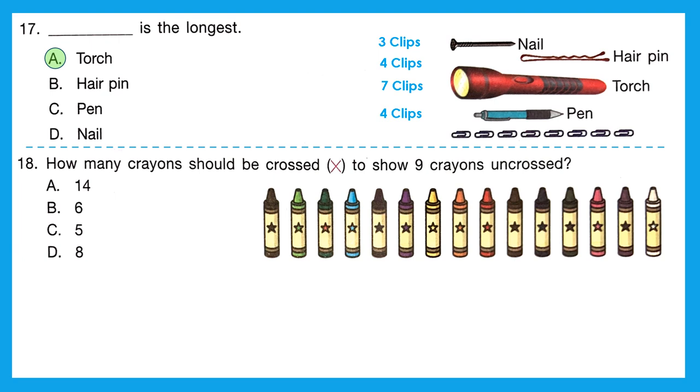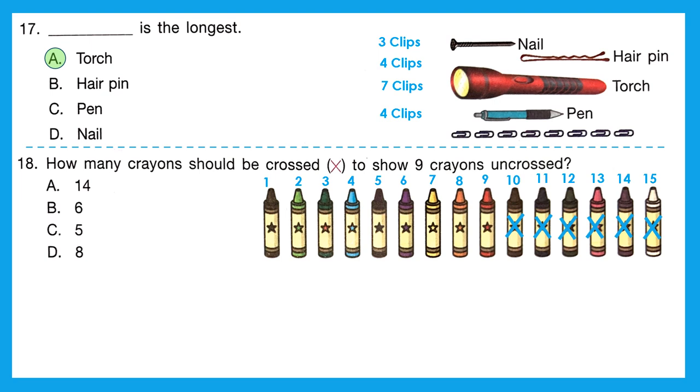Question 18. How many crayons should be crossed to show 9 crayons uncrossed? So first of all, whatever total number of crayons are given, we are going to count that and then we'll cross out the extra ones, beyond 9, right? 1, 2, 3, 4, 5, 6, 7, 8, 9, 10, 11, 12, 13, 14, 15. In total, there are 15 crayons and we need to make them 9 crayons. How many should I take away? I have taken away 15, 14, 13, 12, 11 and 10. Total 6 crayons I have taken away.